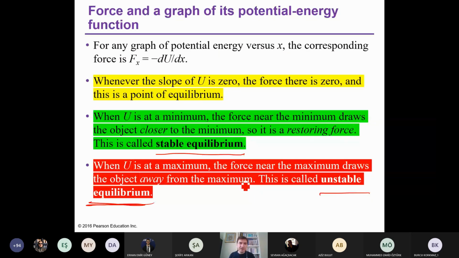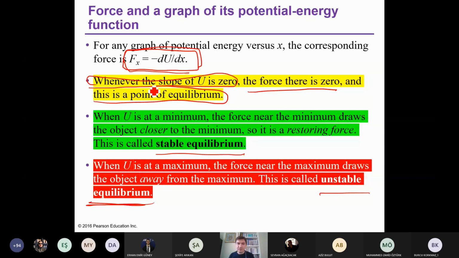So here we have force as a function of potential energy. Okay, here we have force given with this expression. And whenever the slope of the potential energy is 0, the force is 0, and this is a point of equilibrium. Okay? If the force is 0, then we are talking about equilibrium.